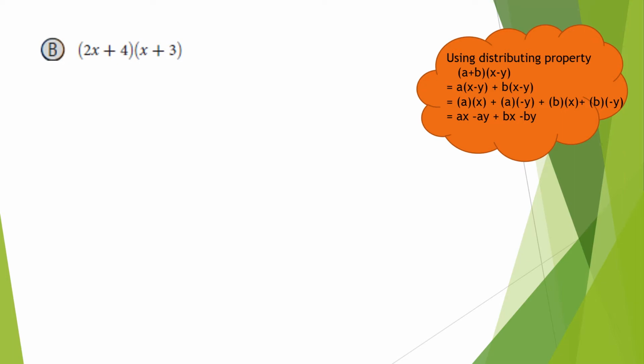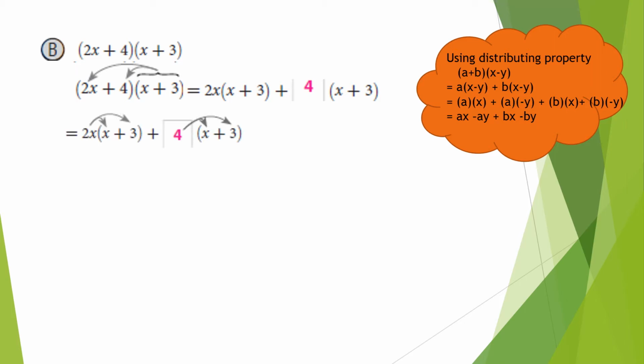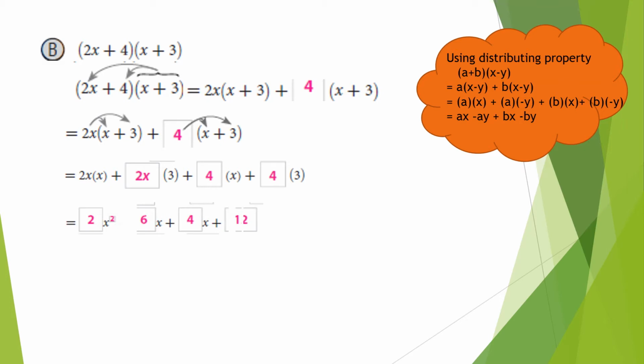Next question, (2x + 4) times (x + 3). So I have to distribute 2x times the x plus 3 and the 4 times the x plus 3. So 2x multiplied by x and 2x multiplied by 3, 4 multiplied by x, and 4 multiplied by 3. So 2x times x is 2x squared, 2x times 3 will be 6x, 4 times x will be 4x, and 4 times 3 will be 12.